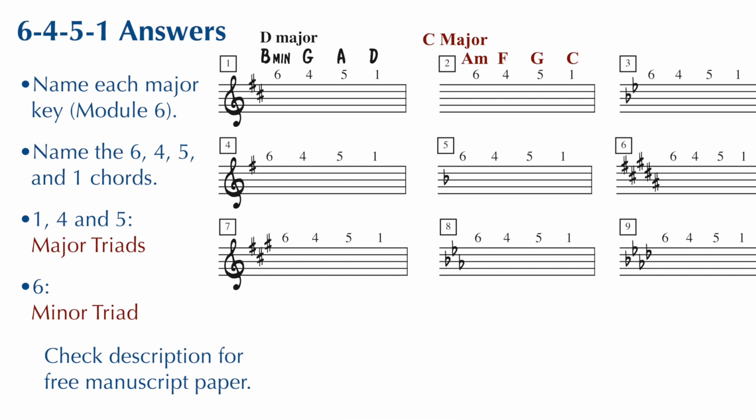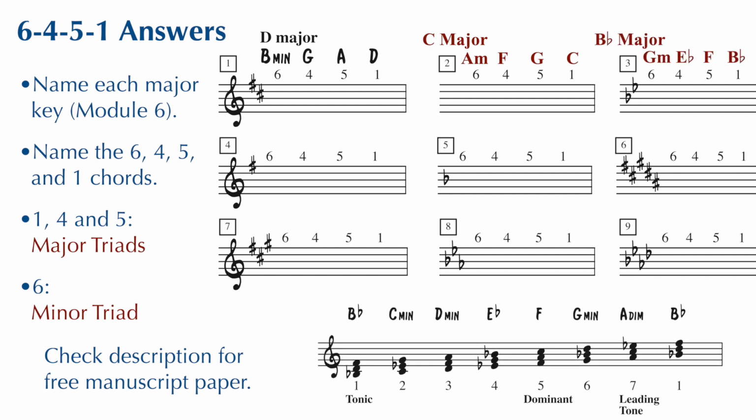Number 3 has 2 flats in the key signature. That puts us in the key of B flat major. Write out the B flat major scale and its triads. Our sixth chord is G minor. Our 4 chord is E flat major. Our 5 chord, or our dominant chord, is F major. And our 1 chord, or tonic, is B flat major.